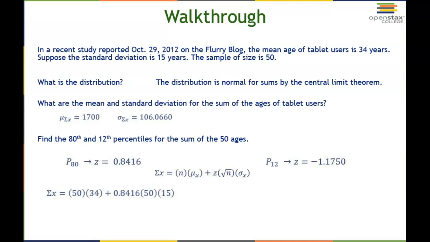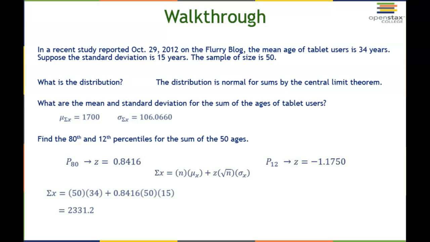So plugging that all in, we get 2331.2. So 2331.2 for our 80th percentile. So our sum of our x's would equal about 2,331 in our 80th percentile.